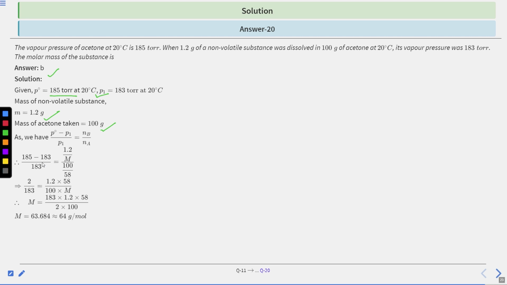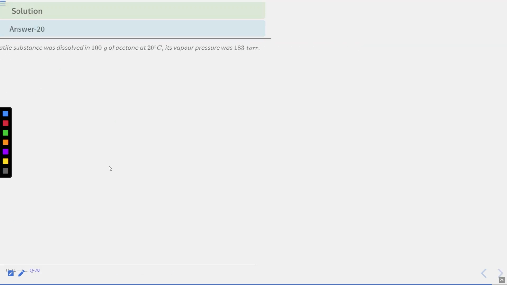On solving this fraction, we have the molar mass equal to 63.684, which is equivalent to 64 gram per mole. And hence, option B is the correct answer for this question. Okay. Thank you.